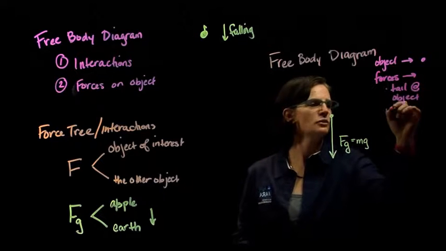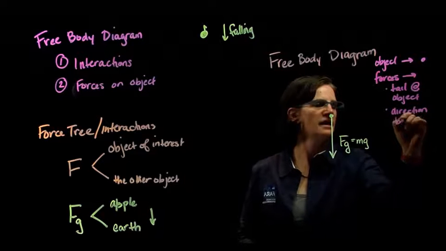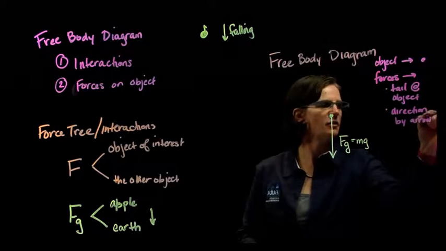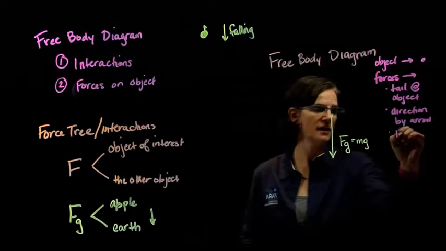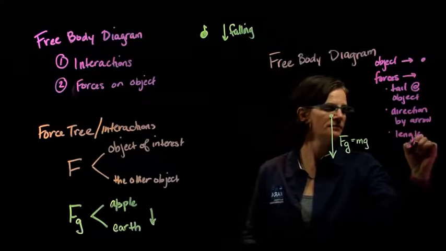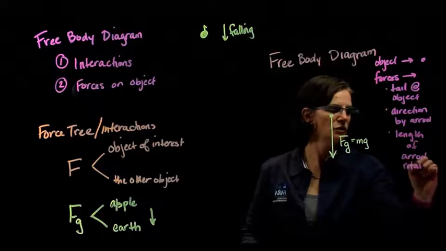And number two, the direction is represented by the arrow. And it's also going to help us, as we do this, to make the length of the arrow related to the magnitude.